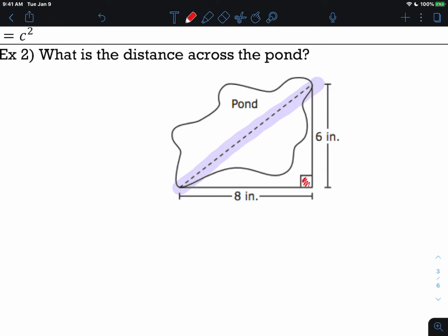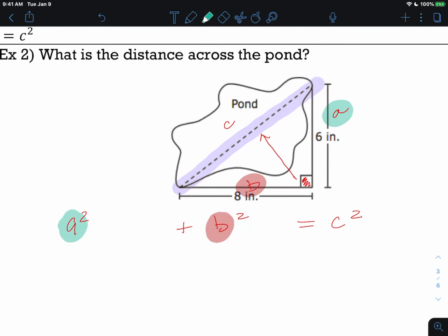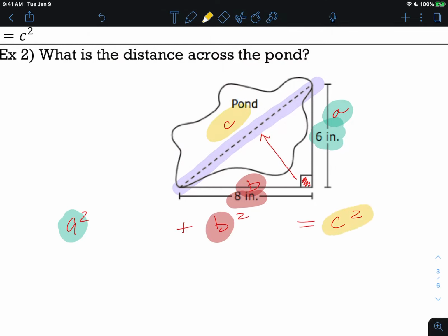I see my 90 degrees here, which means opposite to it is going to be my C. Doesn't matter who's A or B, so I'll just write those in. And let's write out my formula. Okay, let's go ahead and fill these in. I'll color coordinate just to help us keep track. And again, we're looking for C here.